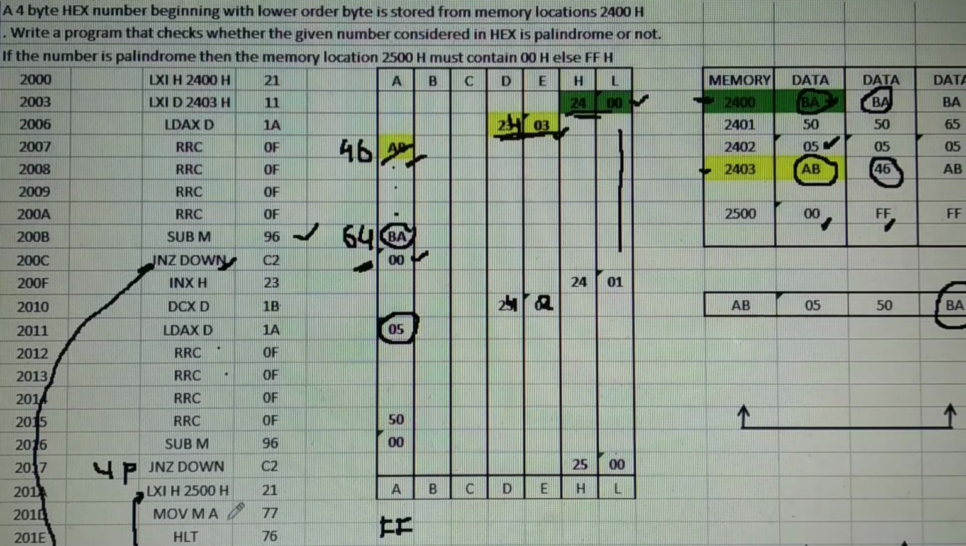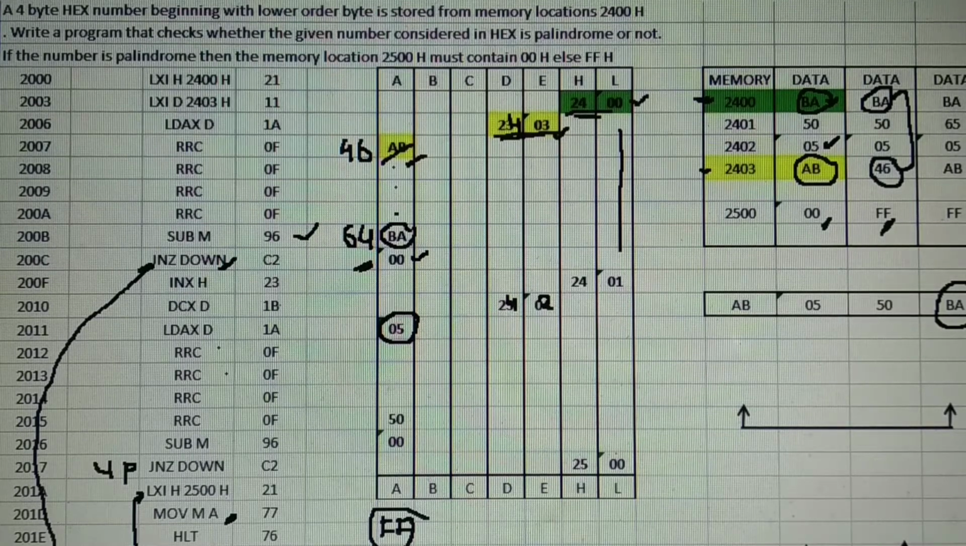And transfer the contents of accumulator to memory, that means content of accumulator is FF, it is transferred to memory, you will get answer as FF. That means in any one of the combination, the digit after exchanging the digit position, if you are not getting the same combination, the number is not palindrome. Here after exchanging the digit position, you are getting the same number, but for the second combination you are not getting the same number. That means here number is not palindrome, you will get result as FF.